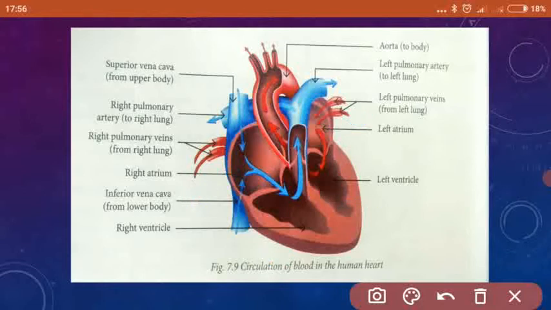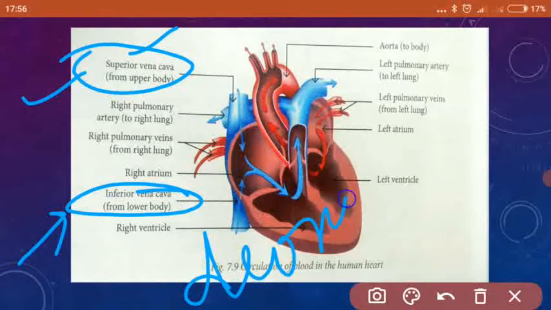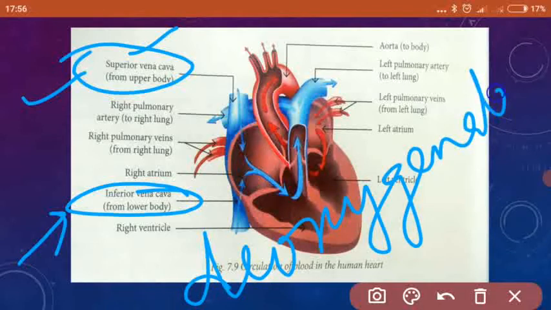First, the deoxygenated blood from all over the body is collected by two major veins. Which are the two major veins? Superior vena cava and inferior vena cava. That means all the veins from the upper body bring their blood into the superior vena cava, and all the veins from the lower part of the body bring the blood into the inferior vena cava. Which blood? Deoxygenated, whose oxygen has been used up and which has carbon dioxide in it. So it comes into these veins.